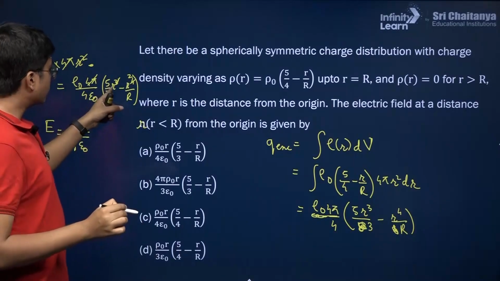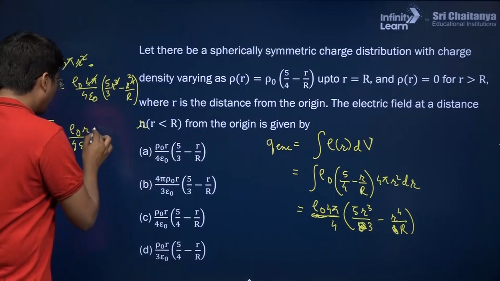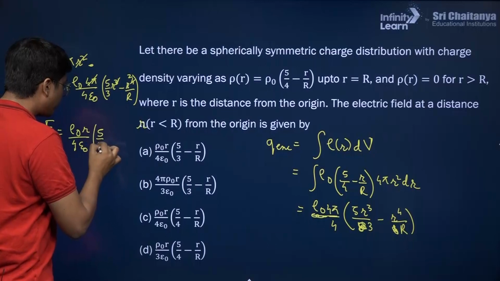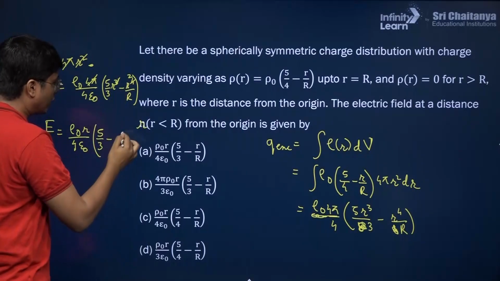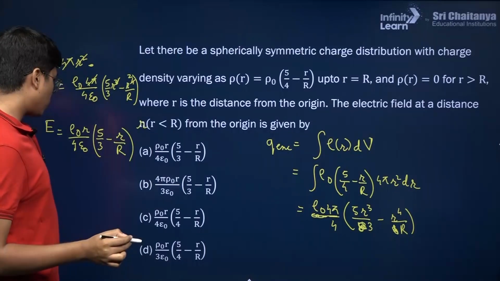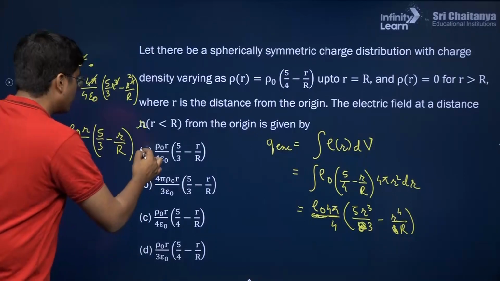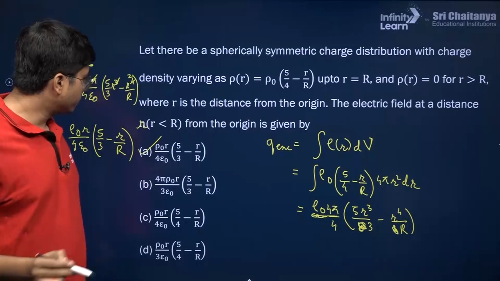So there was one r remaining and r² remaining. I took one r common, so that leaves behind 5 by 3 minus only 1 r remains, small r by capital R. So we have an option here, ρ₀ r by 4ε₀ (5/3 minus small r by capital R). This is our correct option.